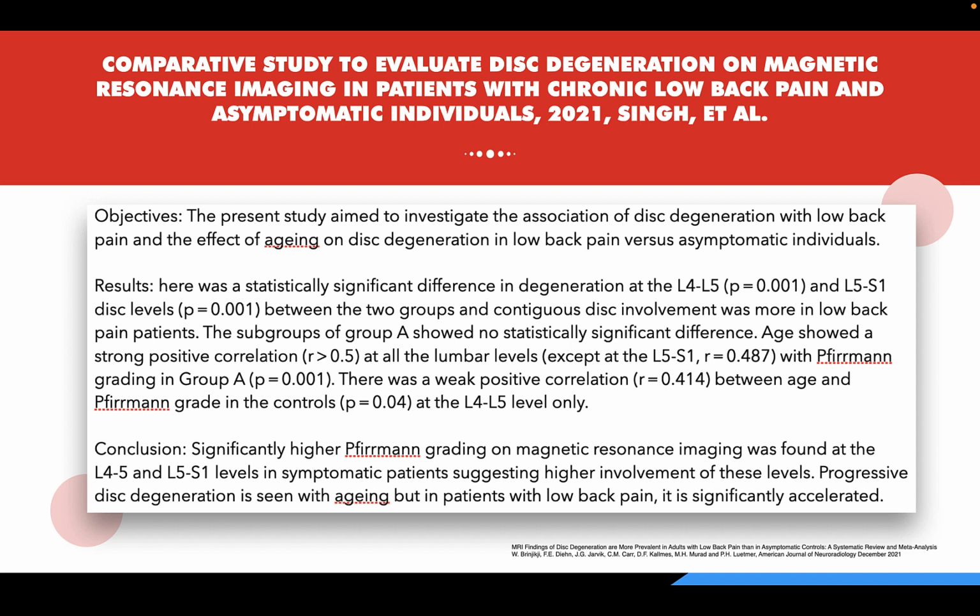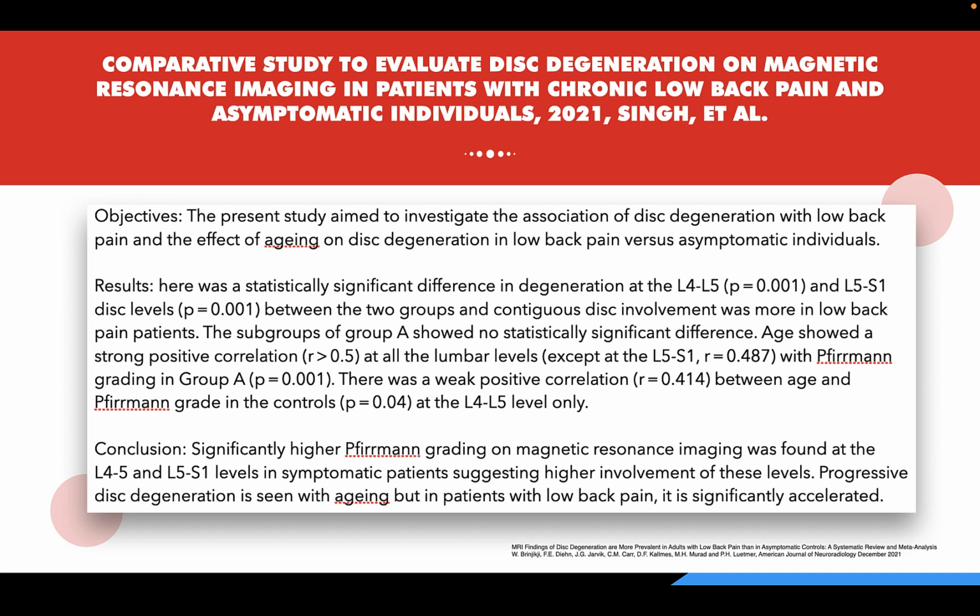The subgroups of Group A showed no statistically significant difference. Age showed a strong positive correlation at all lumbar levels with Pfirrmann grading in Group A. There was a weak positive correlation between age and Pfirrmann grading in the controls at the L4-5 level only. The conclusion was that significantly higher Pfirrmann grading on MRI was found at the L4-5 and L5-S1 levels in symptomatic patients, suggesting higher involvement of these levels.